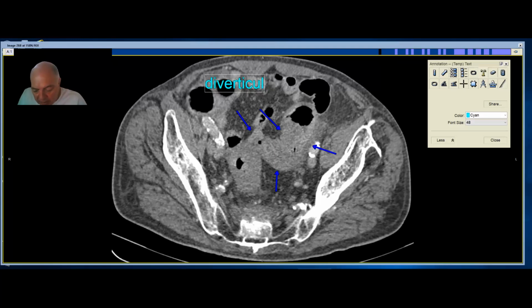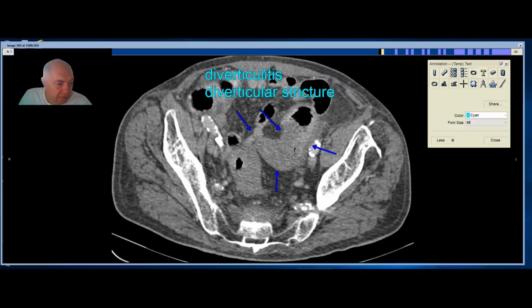You don't see any mass there, but obviously you need to exclude an underlying mass, but this probably is an inflammatory mass of the sigmoid colon. And this is resulting in a stricture. And these strictures cause obstruction to the colon.